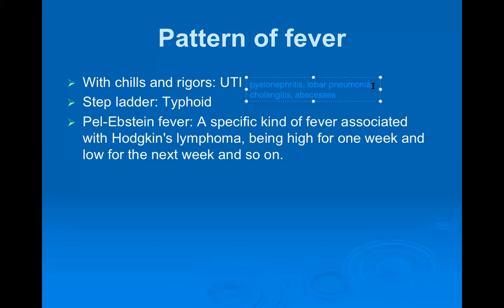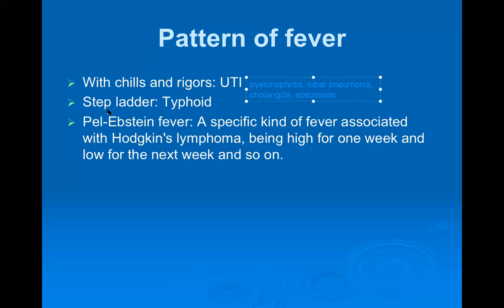Lobar pneumonia is caused by pneumococci. Cholangitis is the inflammation of the biliary duct. Biliary channel or biliary duct infection is called cholangitis, and it is commonly associated with a type of jaundice known as obstructive jaundice. And different abscesses in the body like liver abscess, lung abscess, retroperitoneal abscess, pelvic abscess, all of these can lead to fever with chills and rigor.